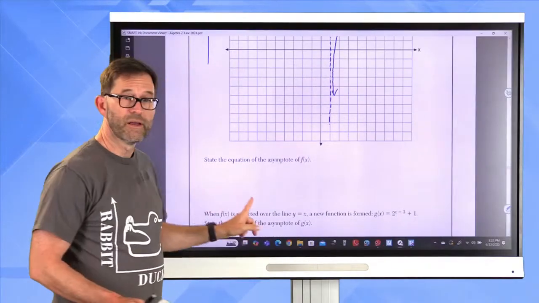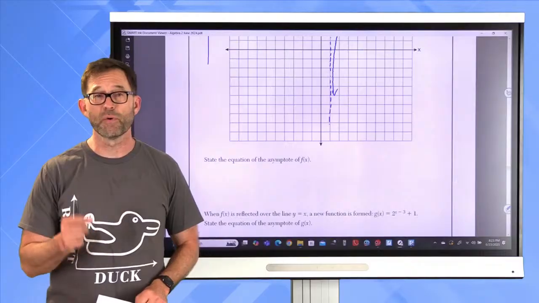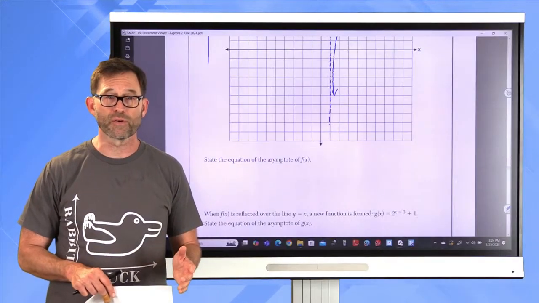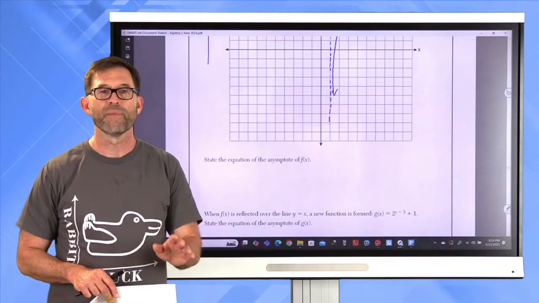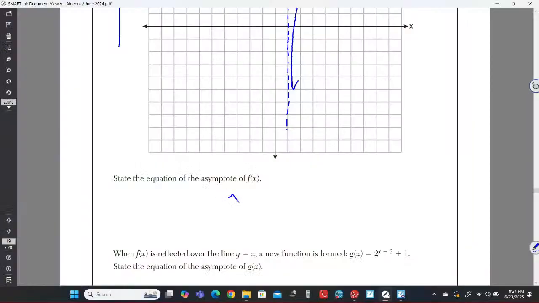All right. State the equation of the asymptote of f of x. So you're supposed to know that all logarithm functions have vertical asymptotes. And those always have x equals a number equations. And in this case, it's x equals 1.